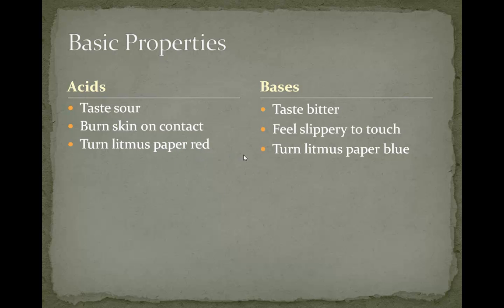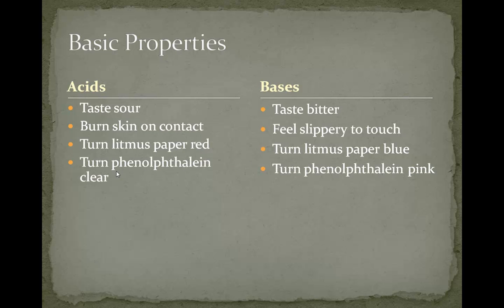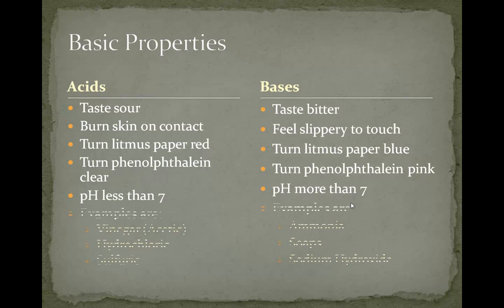And here's some big chemical things. Acids turn litmus paper red. Bases turn litmus paper blue. Acids turn phenolphthalein clear, and bases turn phenolphthalein pink. And phenolphthalein right here is probably the biggest acid-base indicator that we use in sciences here at St. Rose. So that's a term you're going to have to familiarize yourself with. Acids pH less than 7, bases more than 7.